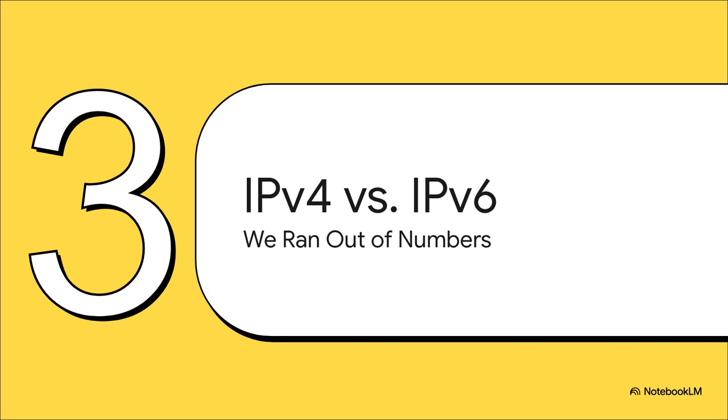But there was a huge problem with this system. A problem that was pretty much inevitable. See, the original version of IP addresses, which we call IPv4, was created way back in the day, long before anyone dreamed that billions and billions of devices would be online. And, well, we just ran out of addresses, plain and simple.